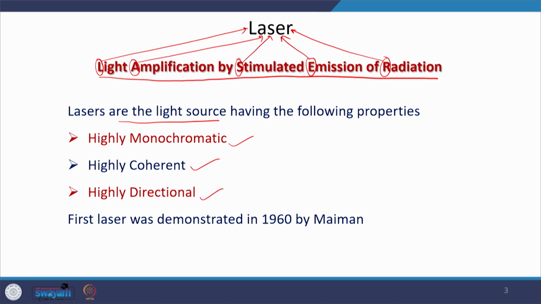Monochromatic means the bandwidth of a laser is very small. Ideally it should be one wavelength or one frequency, but this is not possible in reality. Therefore all lasers have a certain bandwidth, and the light emitted by a laser has the least bandwidth, and therefore we call it almost monochromatic light.